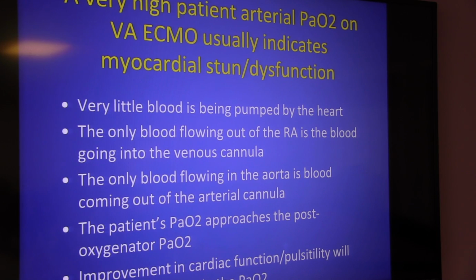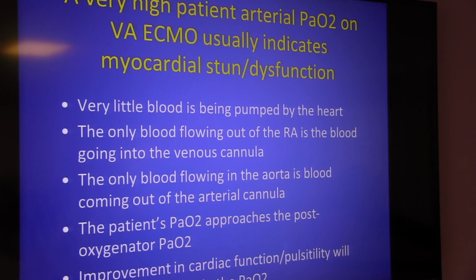And this is something that Laura will talk more about in terms of cardiac ECMO. But essentially, this is a sign. If your PaO2 and post-membrane PaO2 are very similar, then it makes you concerned that very little blood is being pumped by the heart. And if you actually do an echo, you'll see these quivering hearts. So there's electrical activity, a heart rate, but the heart is barely quivering. The only blood flowing out of the right atrium is the blood going into the venous cannula. The only blood flowing in the aorta is the blood coming out of the arterial cannula.